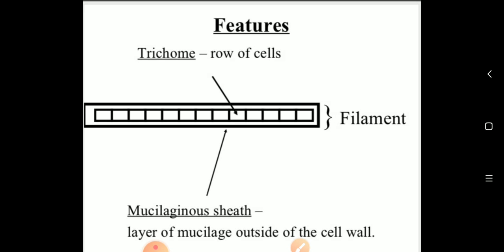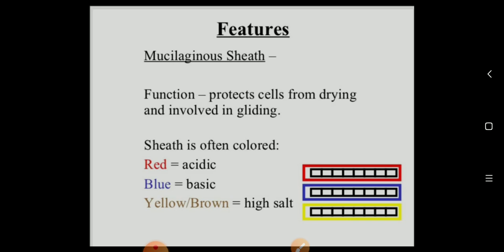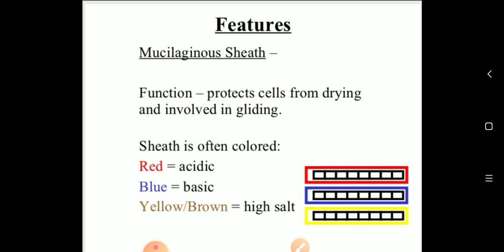The term trichome is used for cyanobacteria filaments when the cells are present in a row, and when these cells are covered by a mucilaginous sheath, then this whole row of cells with the mucilaginous sheath is known as a filament. So we have to know the meaning of trichome for cyanobacteria. There are several features of the mucilaginous sheath: they protect cells from drying and are also involved in gliding.